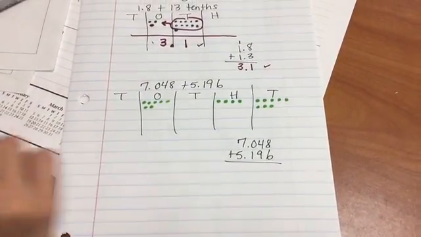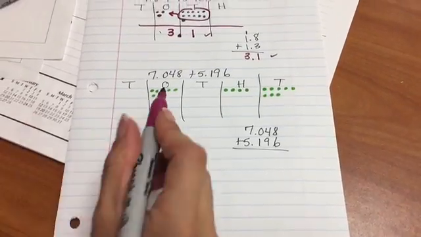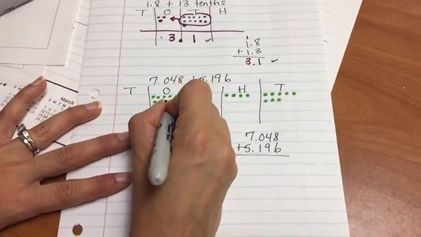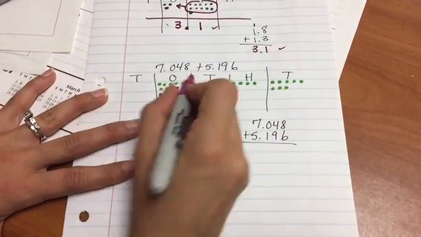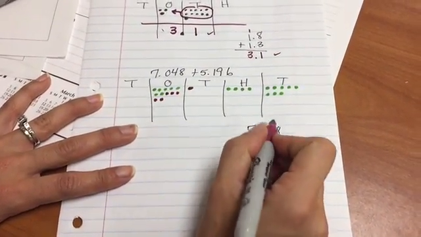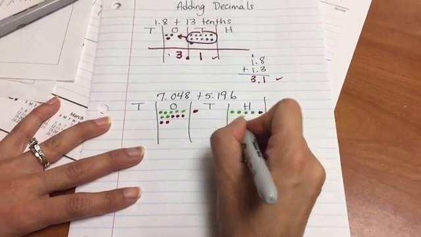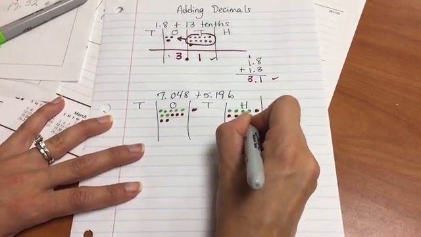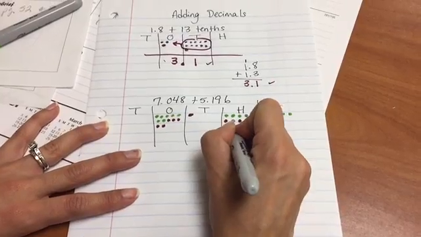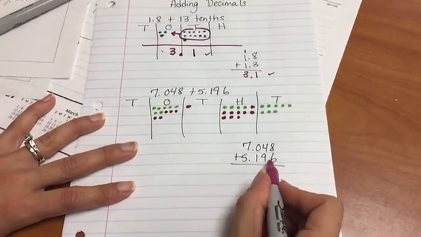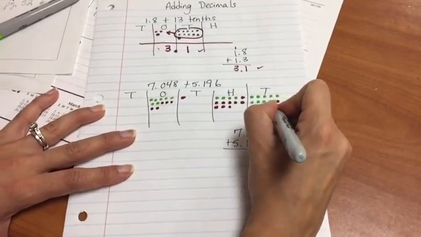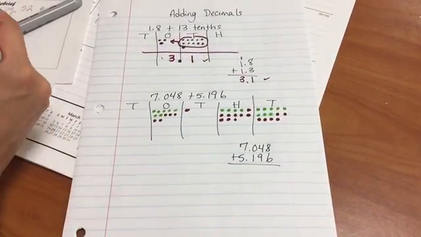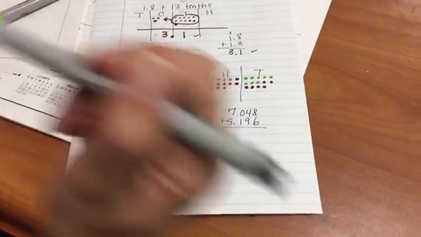Our second number here, we have 5 in the ones place. 1, 2, 3, 4, 5. We have 1 in the tenths place, 9 in the hundredths place, 1, 2, 3, 4, 5, 6, 7, 8, 9. And we have 6 in the thousandths place, 1, 2, 3, 4, 5, 6. Now we're just going to add them together.